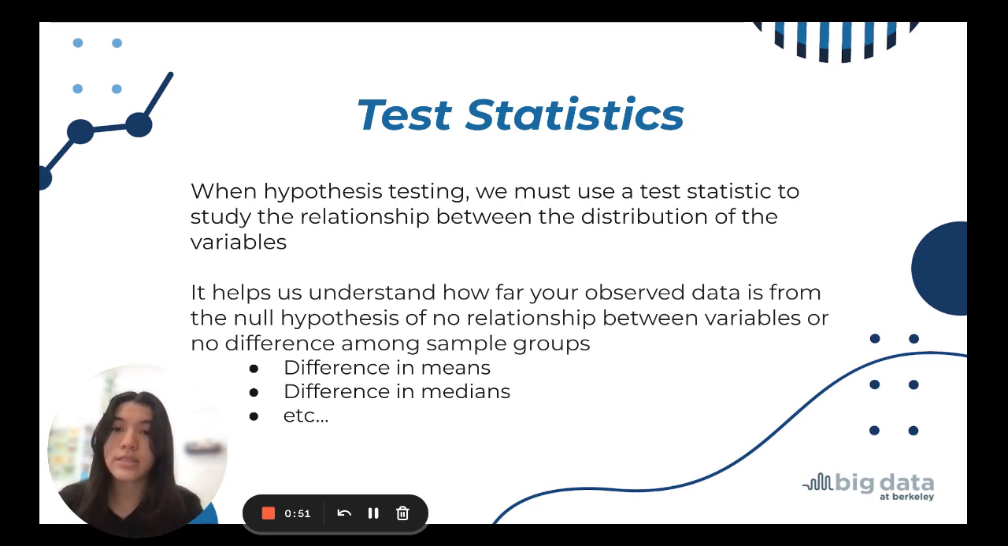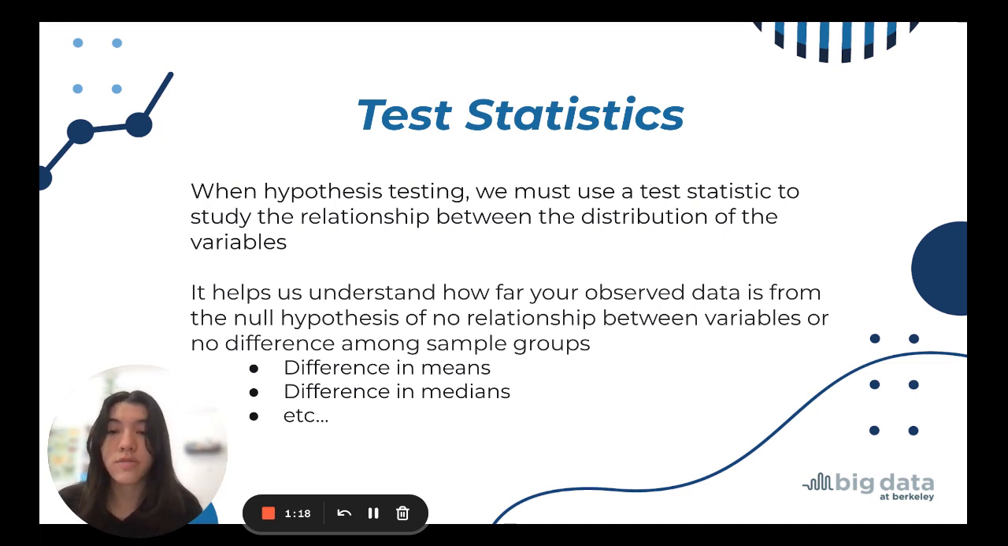So when we're hypothesis testing, we must use a test statistic to study the relationship between the distribution of variables within the data. The test statistic helps us understand how far your observed data is from the null hypothesis of no relationship between the variables or no difference between the sample groups. So there are many different test statistics that you can use, and it's really dependent on the data set itself, as well as the alternative hypothesis.